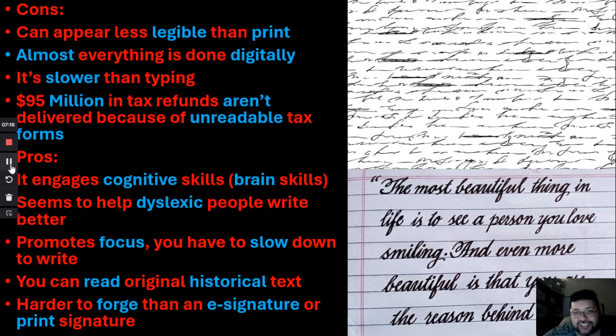On average, $95 million in tax refunds. So money that should be going back to people doesn't go back to people because the IRS is getting papers like the top picture and they're like, what in the world does that say? We can't read it.